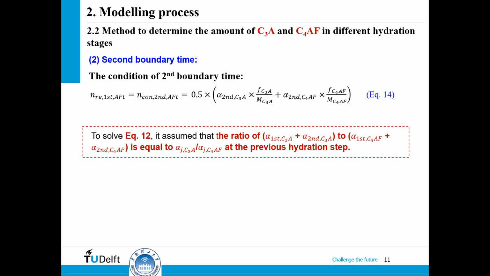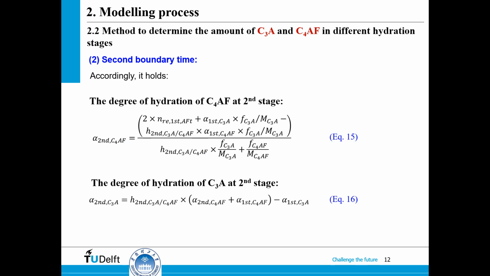And then at the second boundary time we have this condition: the consumed AFt is equal to the produced AFt at the first stage. So we have this relationship. Of course, to solve this equation, we also assume that this ratio is equal to the ratio of C3A and C4AF at the previous hydration step. So we can calculate the degree of hydration of C4AF and C3A at the second boundary time.